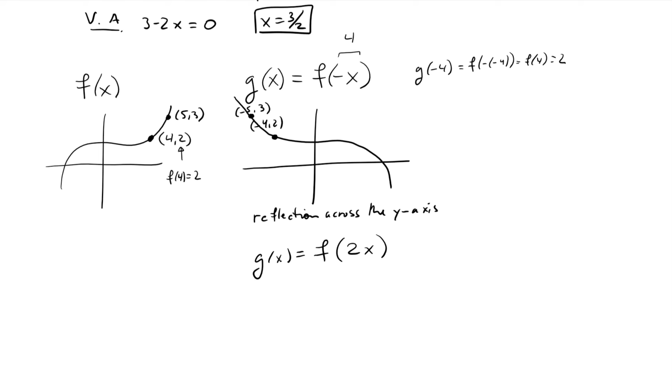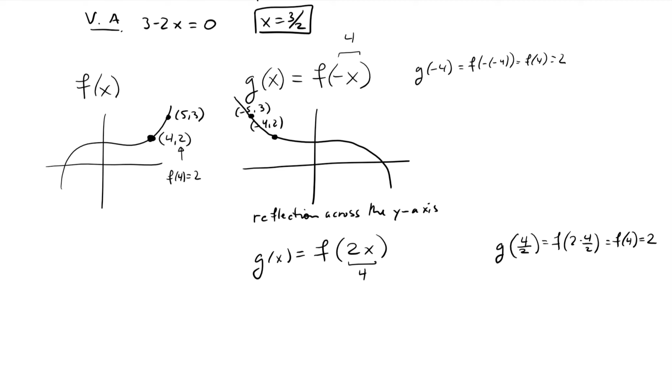So again, let's take a look at a point like (4, 2) on the graph of f. What would you need to replace x by in order to get 2 out of g? Well, this would need to be 4, wouldn't it? So that means that x is going to be equal to 2. In other words, g of 4 over 2 is going to be f of 4, which is going to be 2.